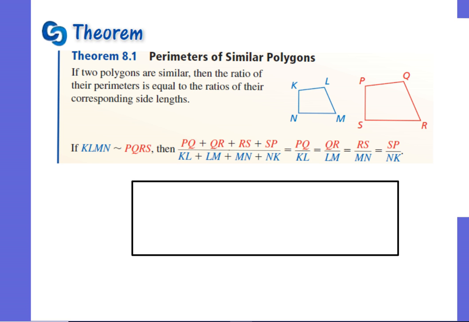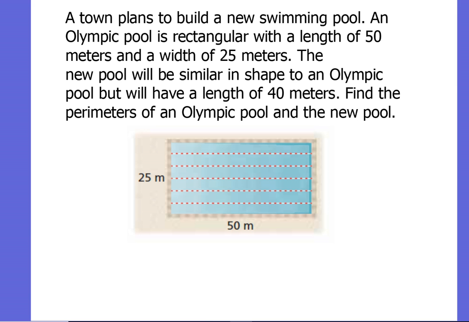So let's take a look at an example of how we can put this into practice. A town plans to build a new swimming pool. An Olympic pool is rectangular with a length of 50 meters and a width of 25 meters. The new pool will be similar in shape to an Olympic pool, but it's going to have a length of 40 meters instead. So find the perimeter of an Olympic pool and the new pool.